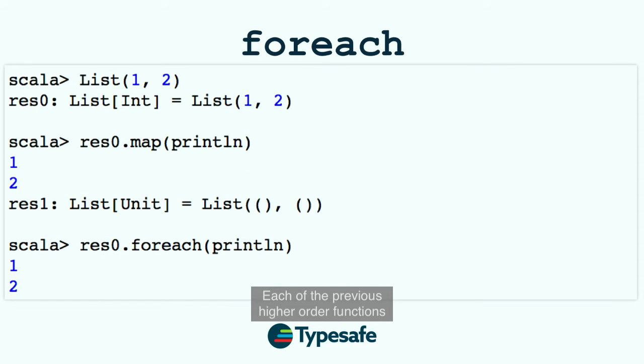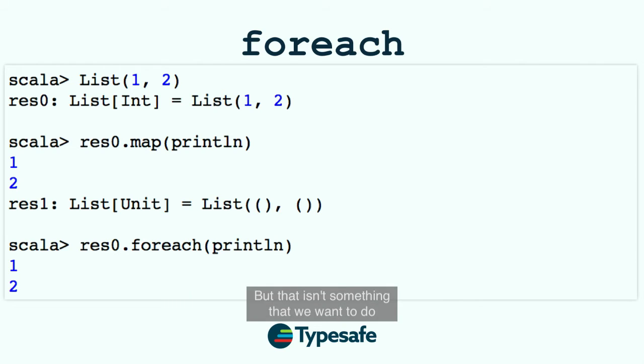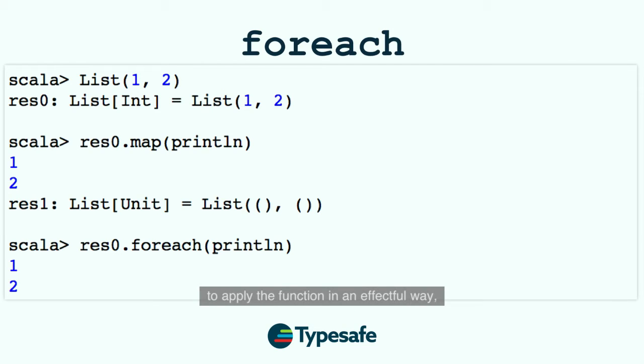Each of the previous higher order functions resulted in a new collection being created for the transformation that was performed. But that isn't something we want to do in every case. We have another higher order function called forEach, which allows us to apply the function in an effectful way, but not return a value.